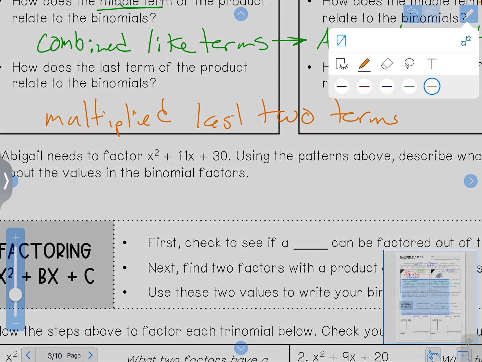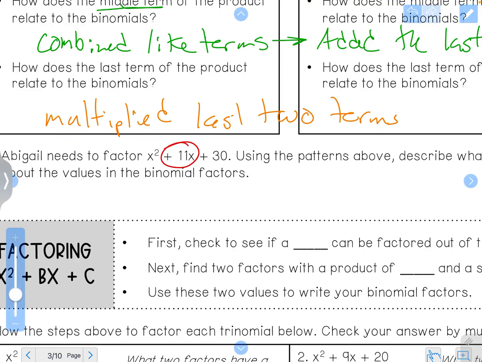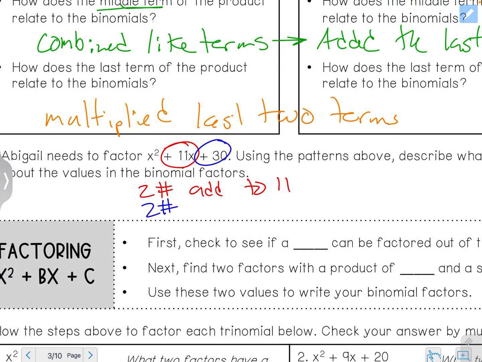So if we're looking at this, so to get 11x, we need 2 numbers that add to 11. And to get 30, we need 2 numbers that multiply to get 30. So that's the crux of what we're doing, is we need to find 2 numbers that add to 11, but will also multiply to 30.